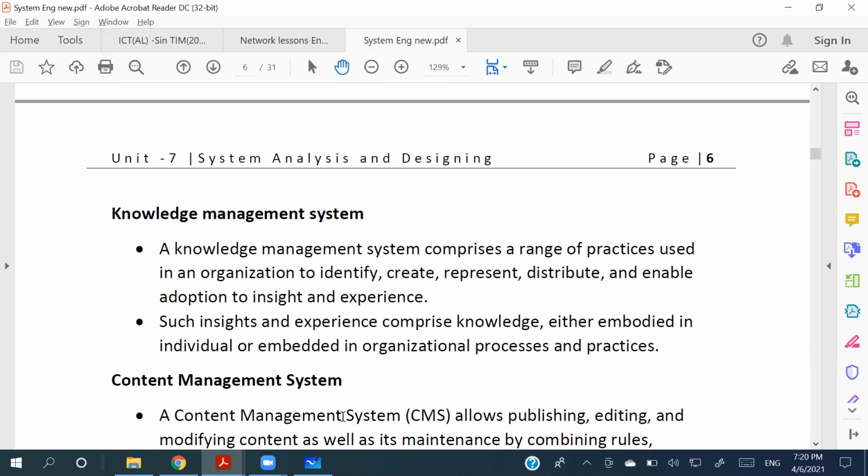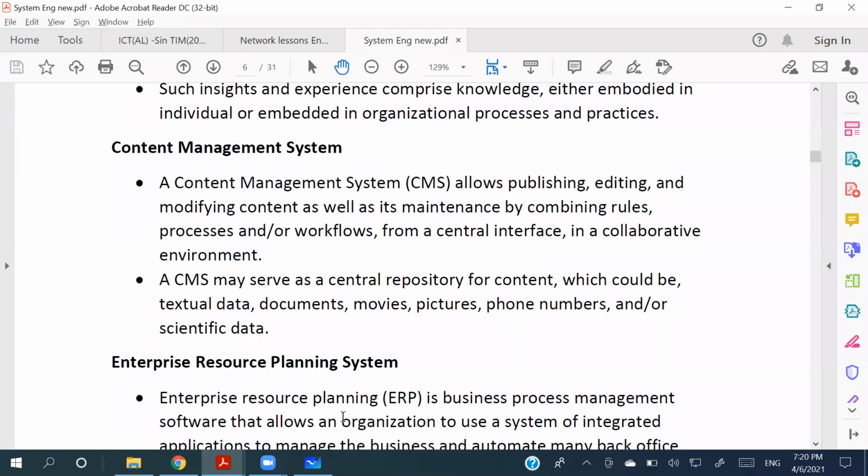Right? And content management systems. Now, this is something related to the web, right? So we can create or manage different kinds of content with these content management systems. It's software that gives us the ability to manage textual data, movies, pictures, phone numbers, and all these things, right? So with the help of that management, we will be able to create different kinds of components.